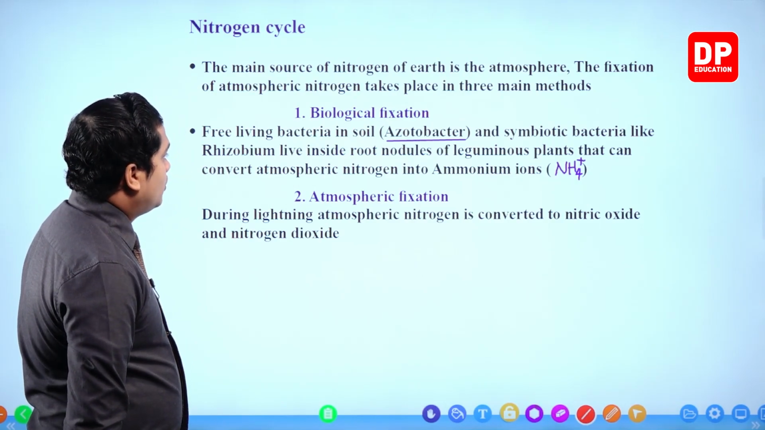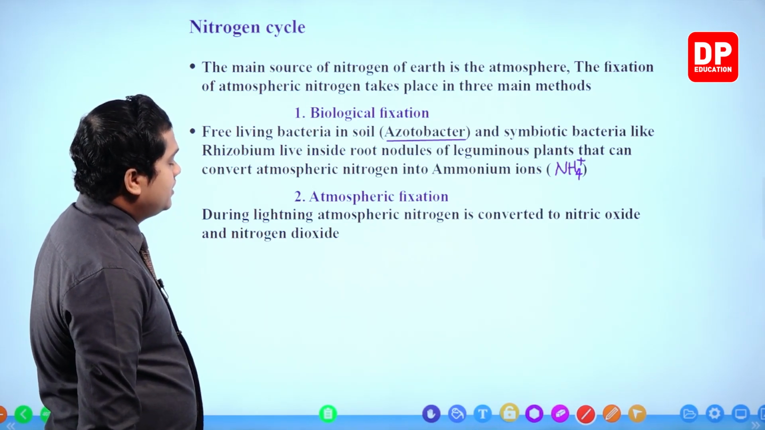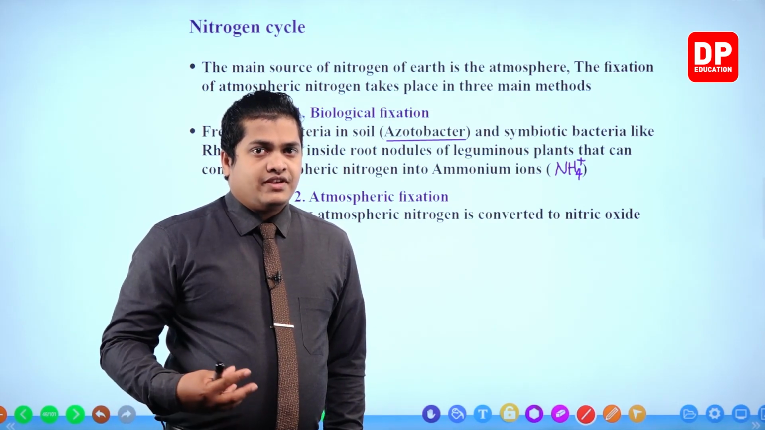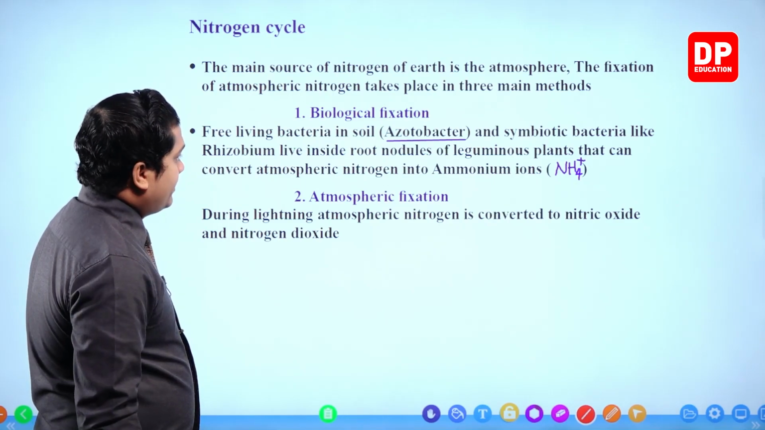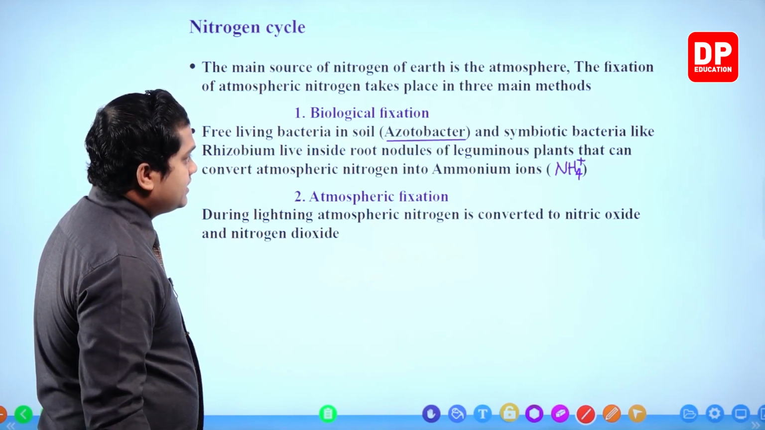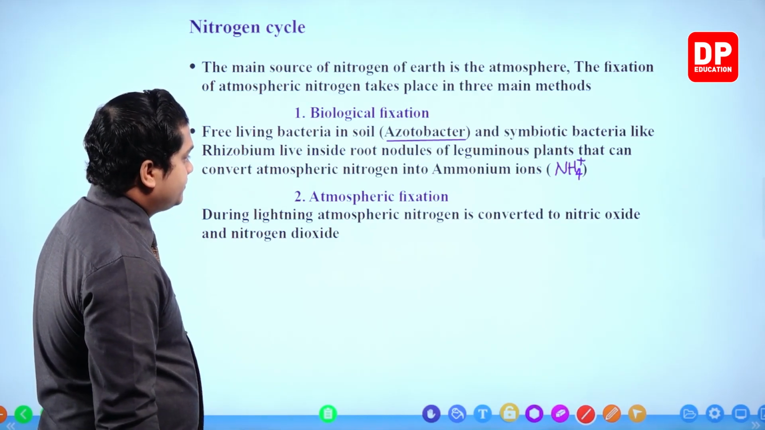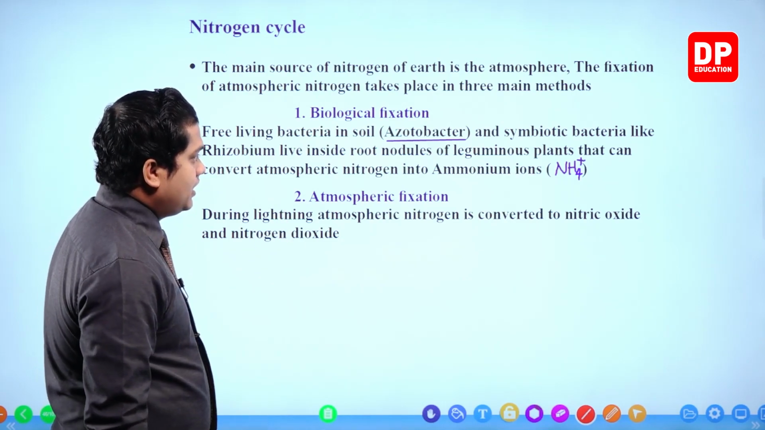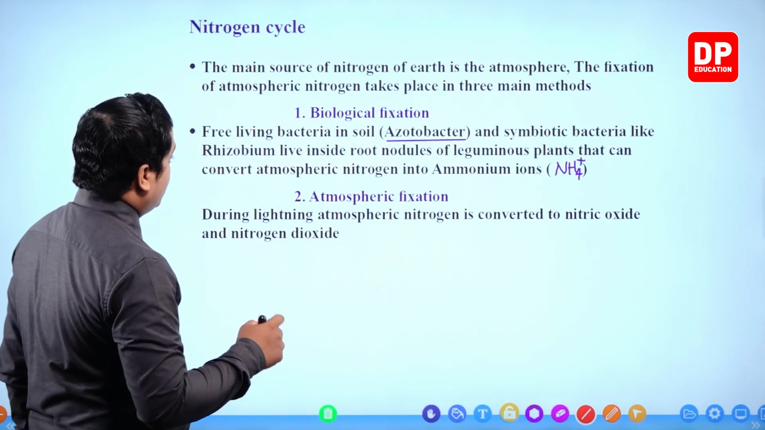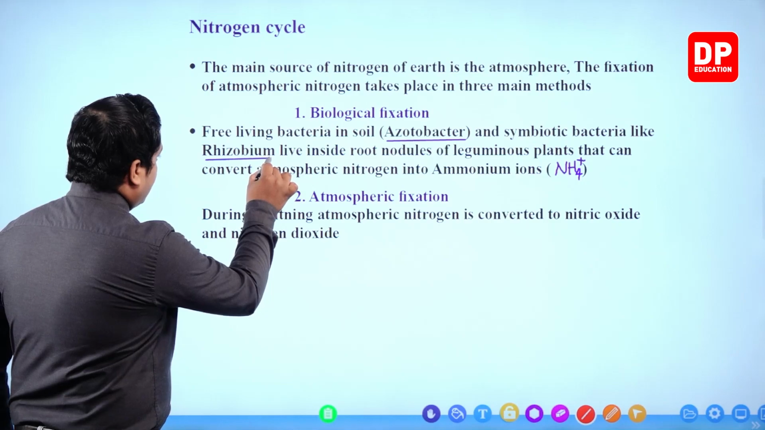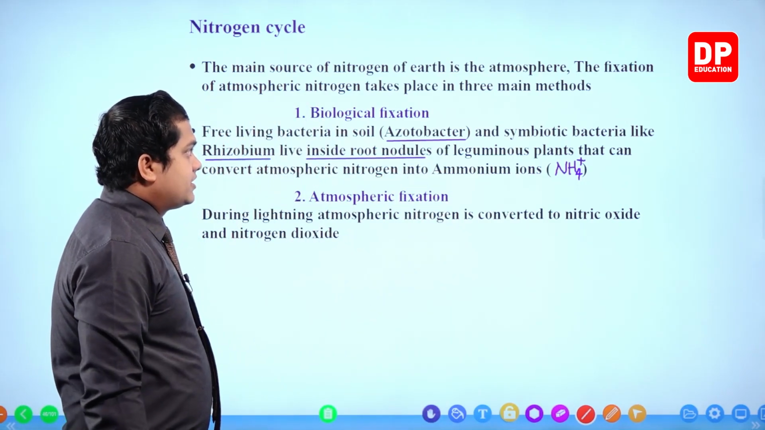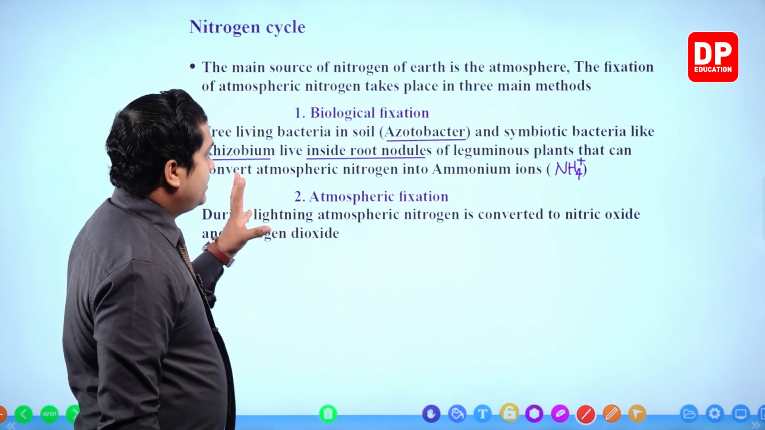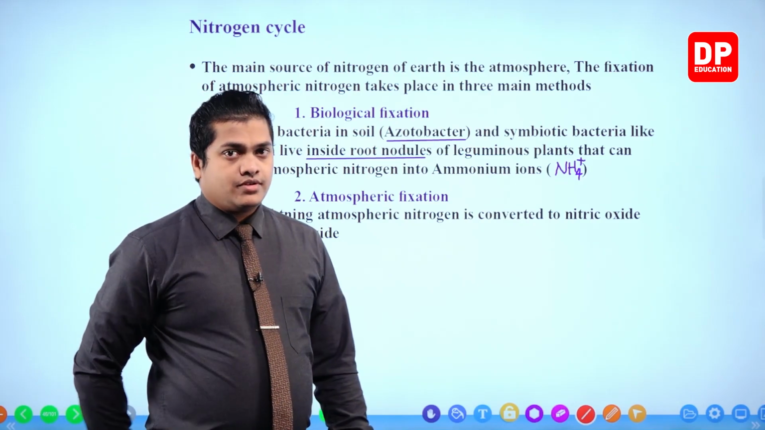There are two types of bacteria which help in biological fixation. This is referred to as biological fixation because living organisms help in fixation of nitrogen. One is free living bacteria in soil, Azotobacter, and the other is symbiotic bacteria like rhizobium, which live inside the root nodules. Both of these convert nitrogen gas into ammonium compounds.